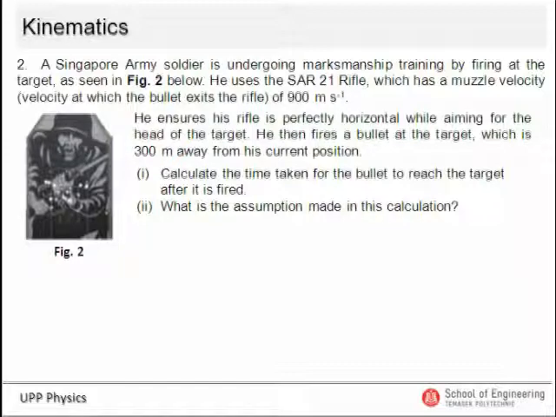A Singapore soldier is undergoing marksmanship training by firing at the target as seen in figure 2 below. He uses the SAR-21 rifle, which has a muzzle velocity of 900 meters per second. Well, the muzzle velocity is the velocity at which the bullet exits the rifle. He ensures his rifle is perfectly horizontal while aiming for the head of the target. He then fires a bullet at the target, which is 300 meters away from his current position.